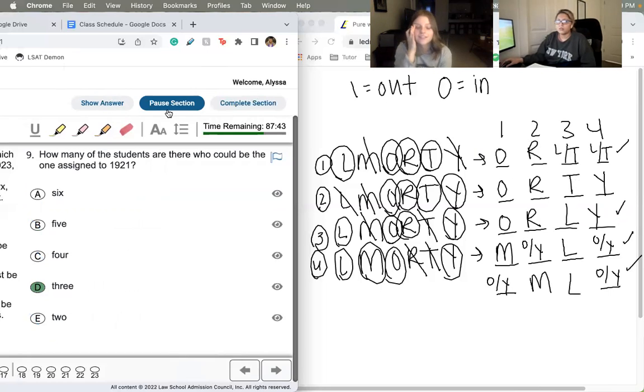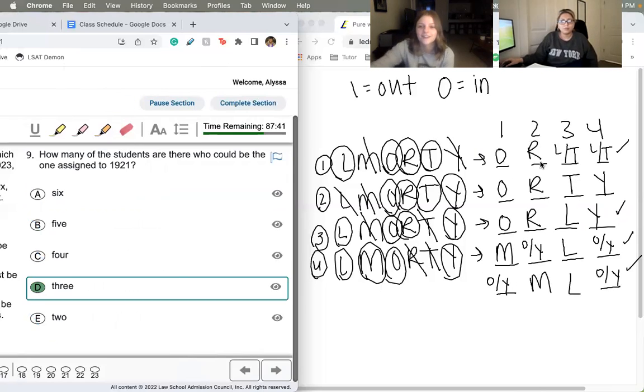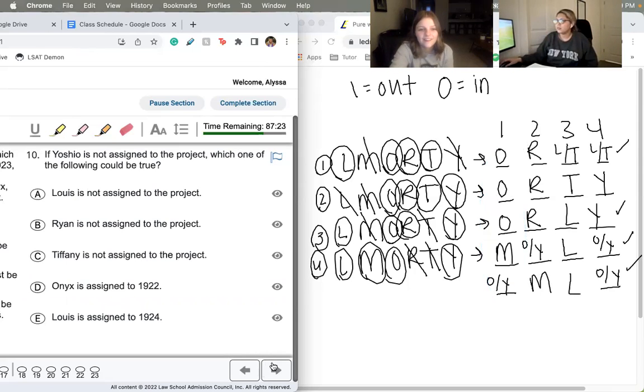Oh my gosh. Yes, you're right. I was looking at the second column and I was like, no, there's 4. We're looking at 1921. So we have O, M, and Y could be in there. So I love questions like that because all you have to do is count. So easy. Okay. Next one.